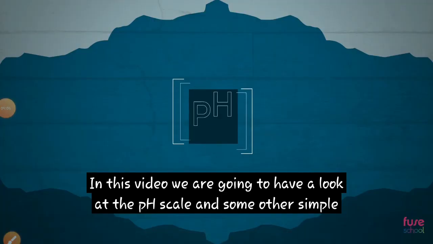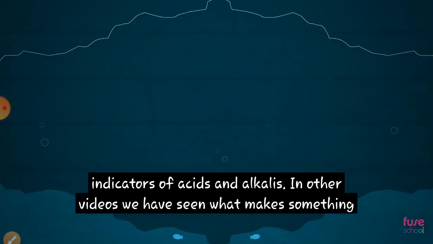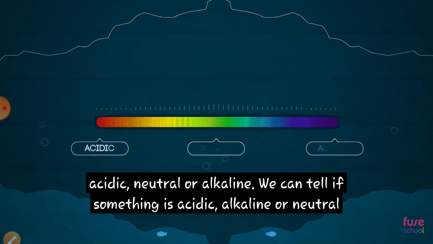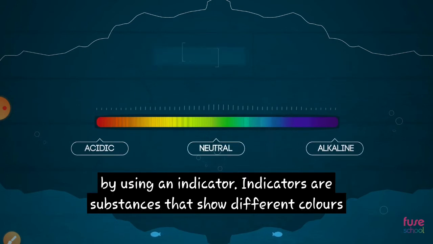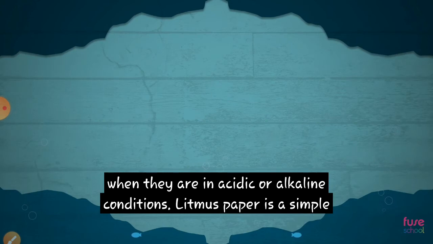In this video, we are going to have a look at the pH scale and some other indicators of acids and alkalis. We can tell if something is acidic, alkaline or neutral by using an indicator. Indicators are substances that show different colors when they are in acidic or alkaline condition.